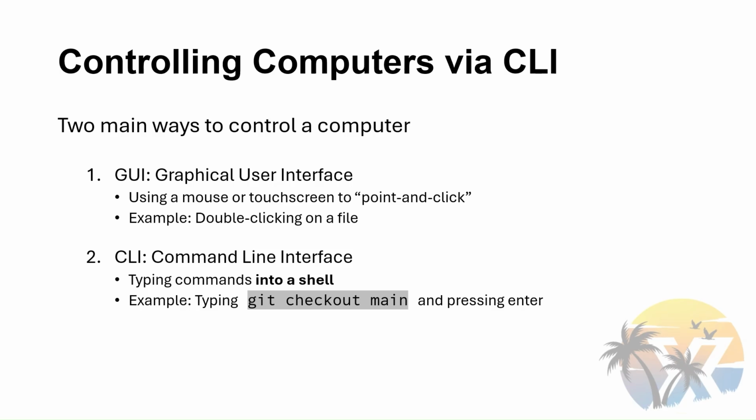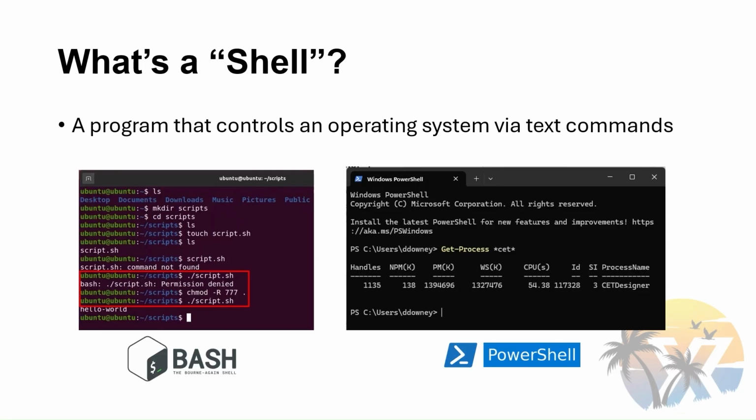So a command line interface is just typing out text commands. For example, when you do any git commands, git checkout main, you're typing out commands. A shell is the program that controls an operating system, that controls a computer via text commands without a mouse, with just letters and numbers. So on Linux, there's the bash shell, the born-again shell. On Windows, there's shells like PowerShell. So let's show some of the differences here.